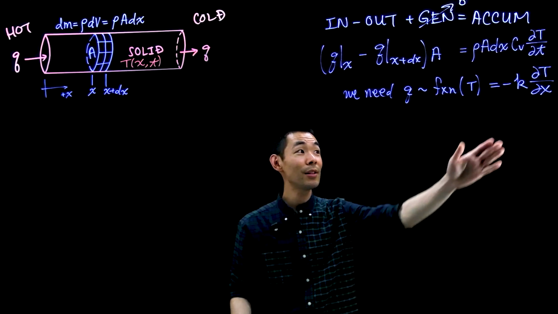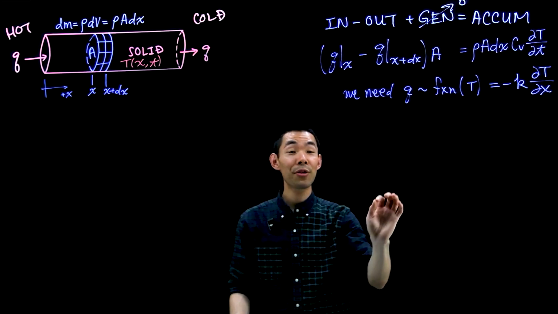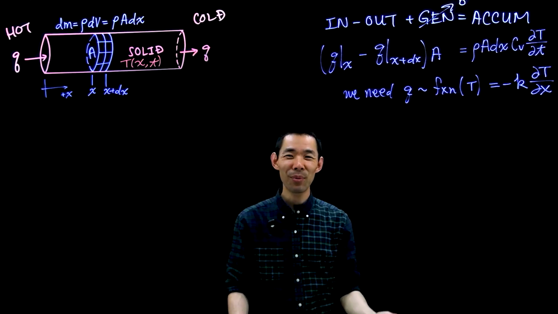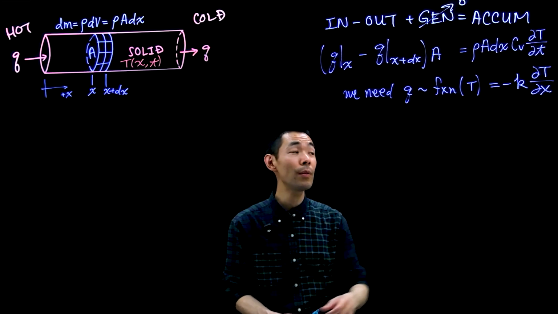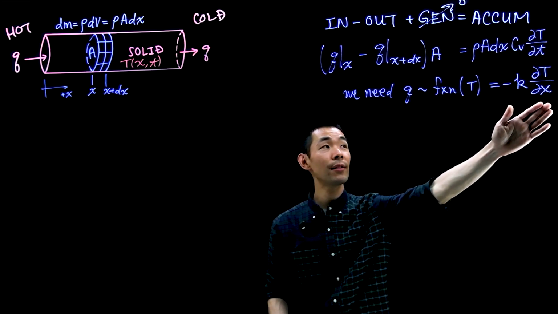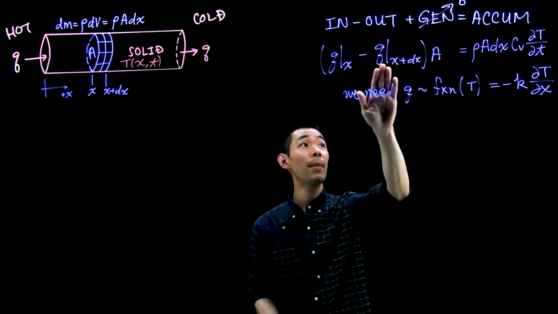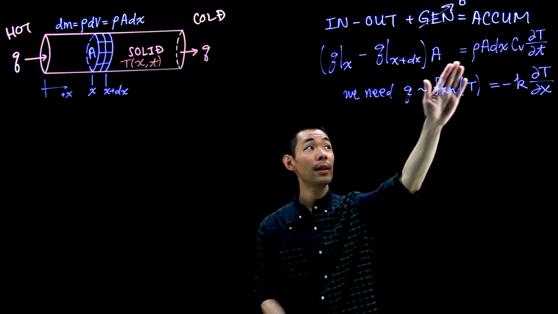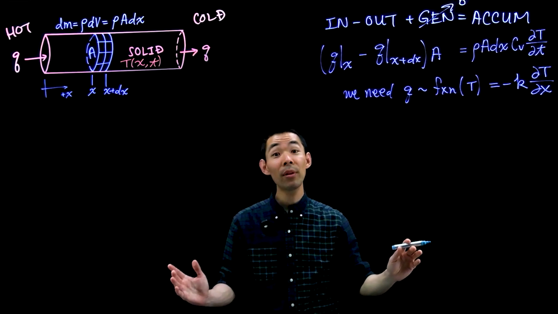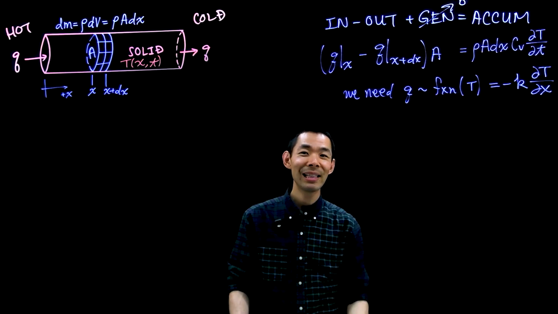All right, so let's use this constitutive relationship to finish this problem. Now all we need to do is plug this form into our in minus out fluxes equal to accumulation, and in a couple of steps we will have derived the heat equation.